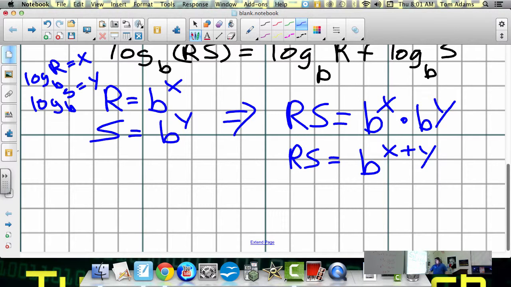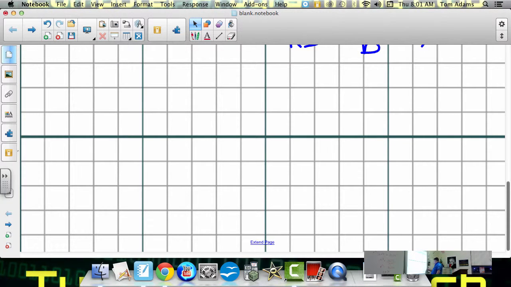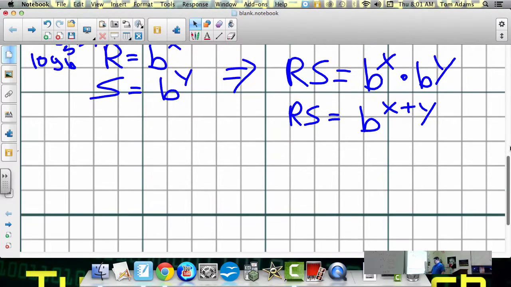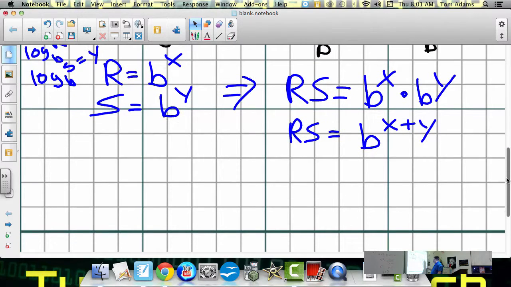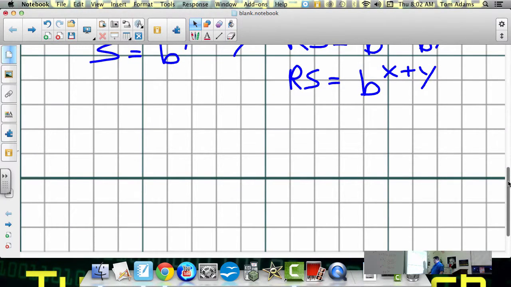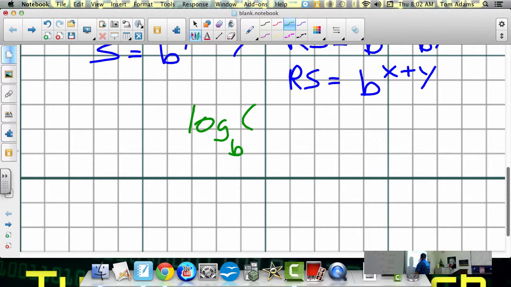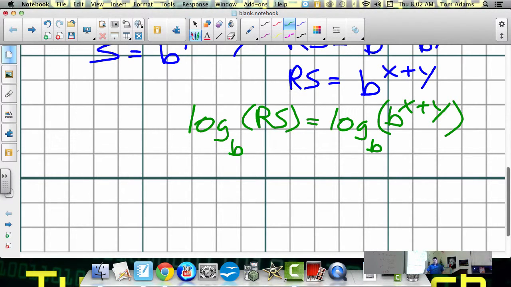Now, if I were to take the log of both sides, watch this. All right, if I were to take the log of RS, so if I were to say log base B of RS, whatever I do on one side, I have to do on the other. And I were to say log base B of B to the X plus Y, right? Is that right? Can I do that? What do you guys think?